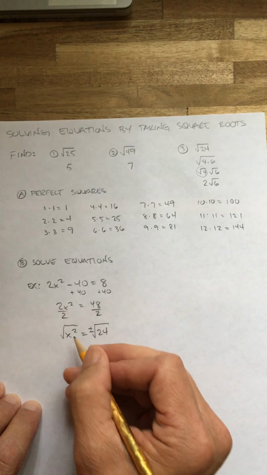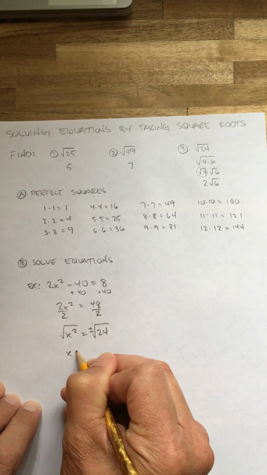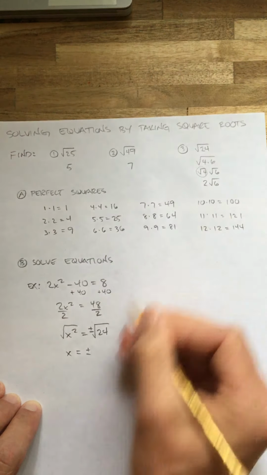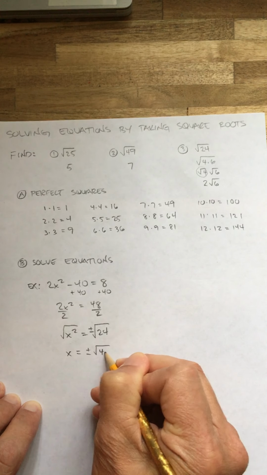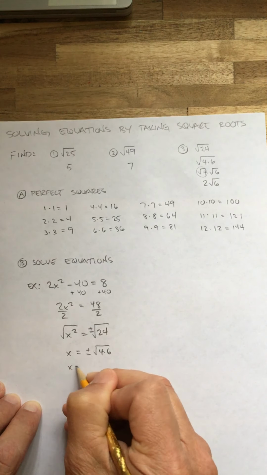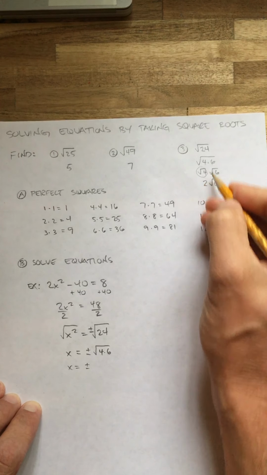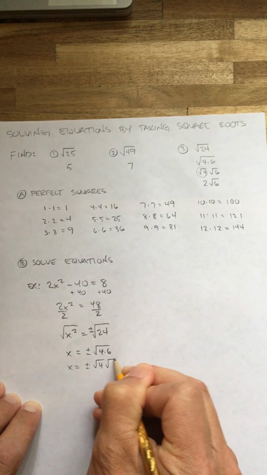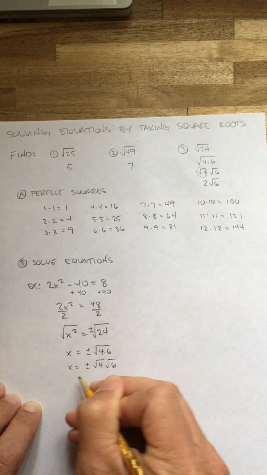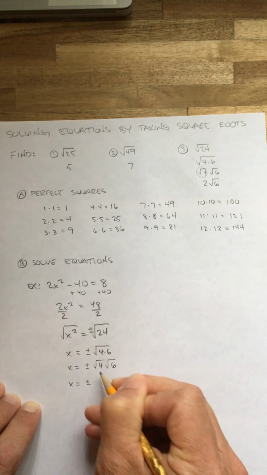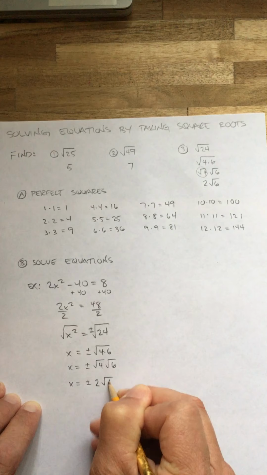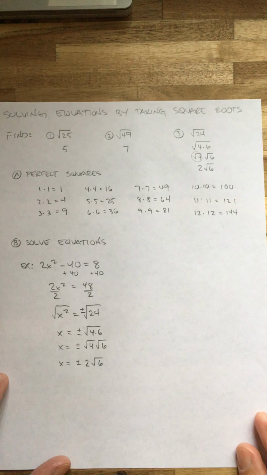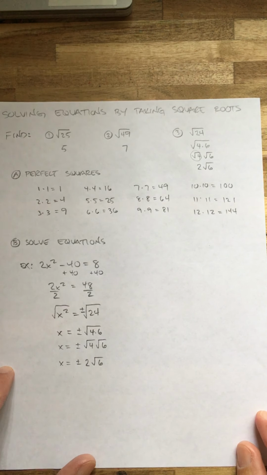So here we go. The square root of x squared is x equals, you always write this plus or minus, and then the square root of 24, we already found out it's the square root of 4 times 6, okay? So x equals plus or minus the square root of 4 times the square root of 6, so x equals plus or minus, the square root of 4 is 2, times the square root of 6. Okay, so that's how our problems are going to look. That's exactly how our math is going to work for these notes.